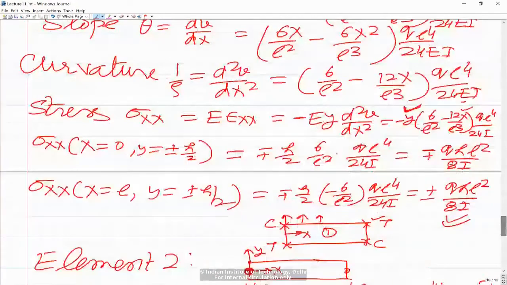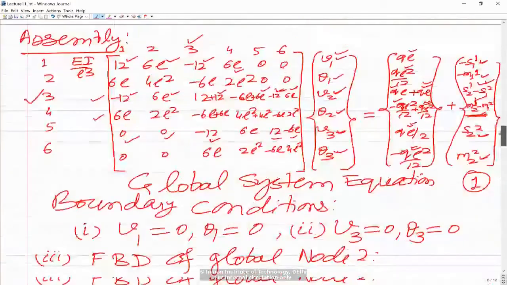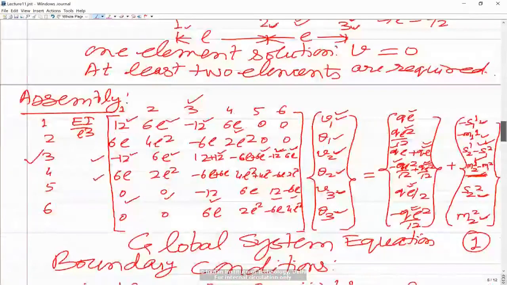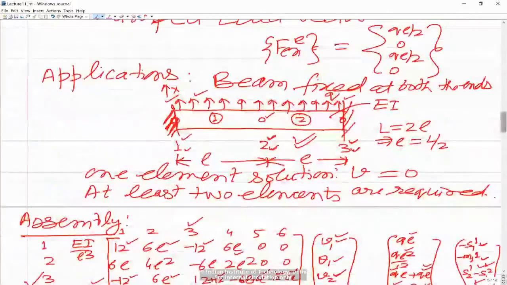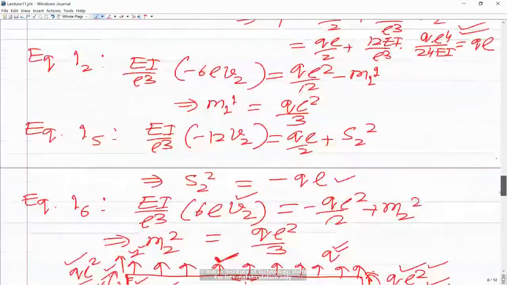So now, as I already said, you can try solving different problems using the same assembled stiffness matrix. I'm not going to do anything more on this, but you can have both ends simply supported. You can solve the problem. Simply supported means then V1 and V3 would be 0, but theta 1 and theta 3 will be non-zero, but then the corresponding moments, M11 and M22, would be 0, and like that you can have any other combinations of boundary conditions.